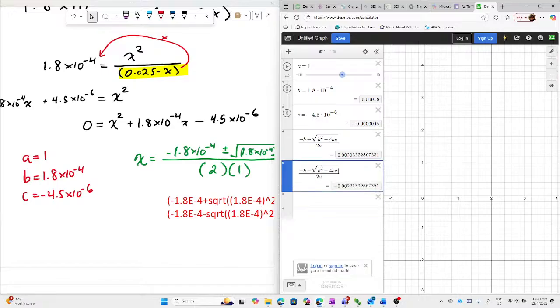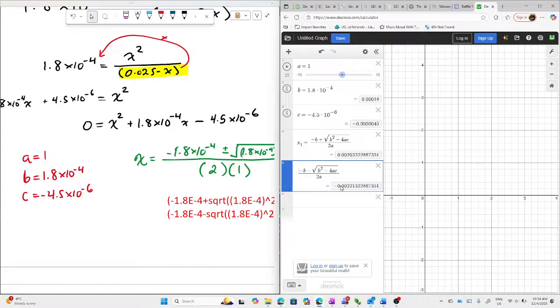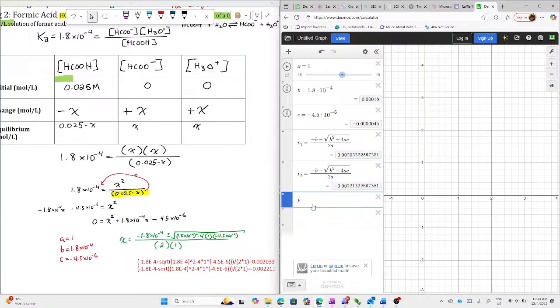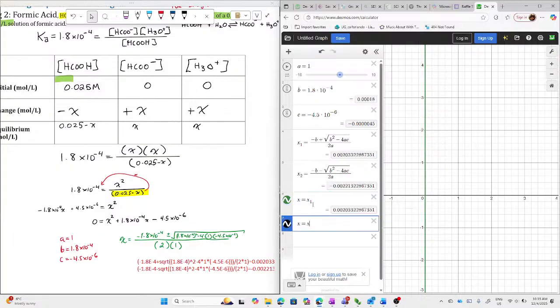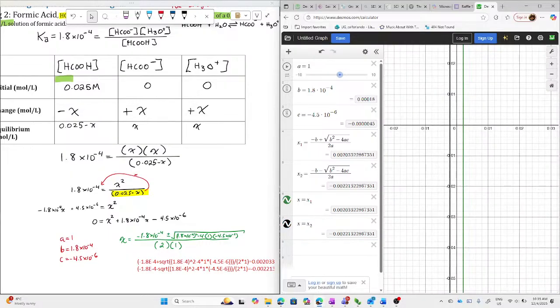Now, I'm going to call this x1. I'm going to call this x2. Because the other thing you can do that is not a bad idea is you can actually plug the original equation in, this one, right? And make sure that you get that. So I'm going to say x equals x1 and x equals x2.